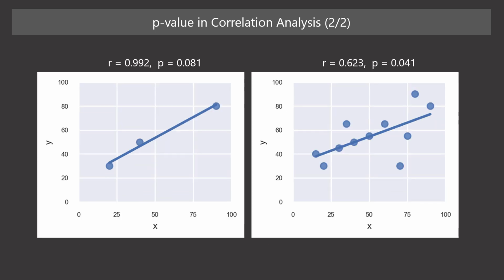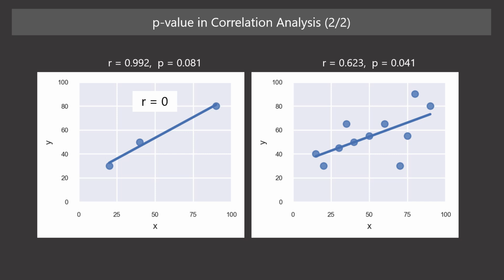So, even if the absolute value of the correlation coefficient is large, the correlation is not statistically significant if the p-value is larger than the significance level. In the left plot, the correlation coefficient is high, but the p-value is larger than 0.05. So, if we set the significance level to 5%, we should regard the correlation coefficient as 0 in this case.